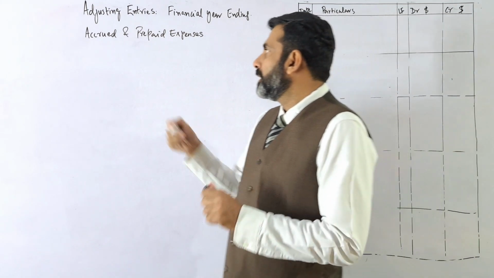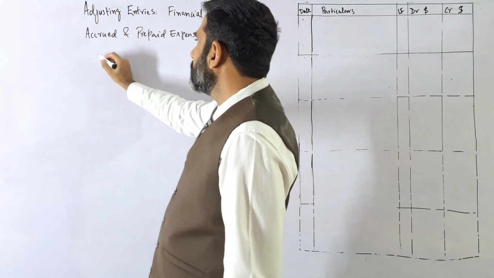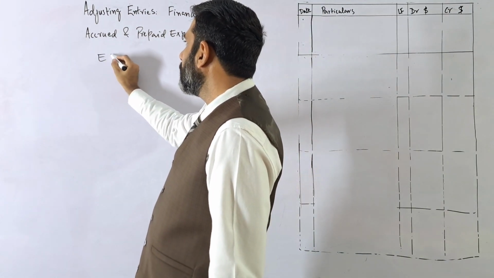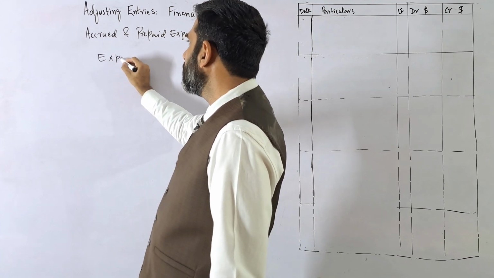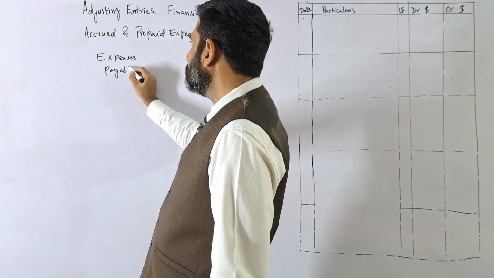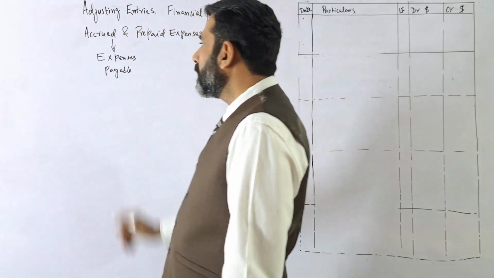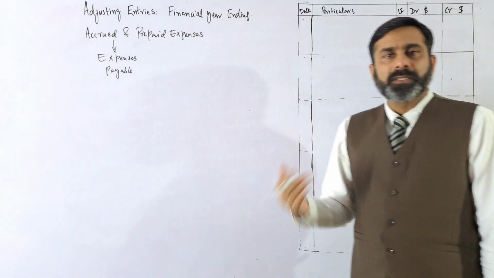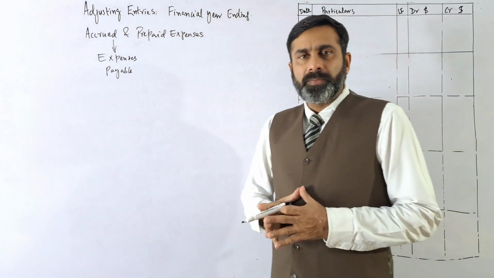For example, the first thing is the accrued expenses. It is simply, accrued expenses is what? The expenses payable. So what are accrued expenses? The expenses payable. Okay. I will give you a simple example.